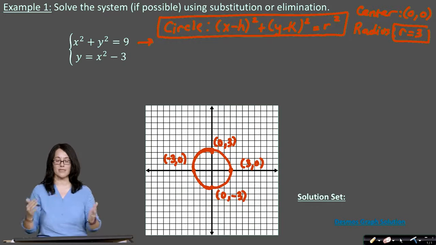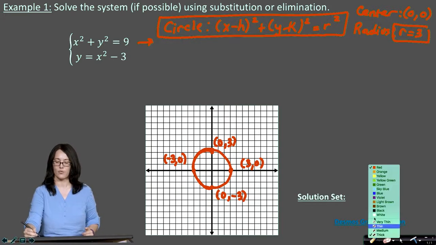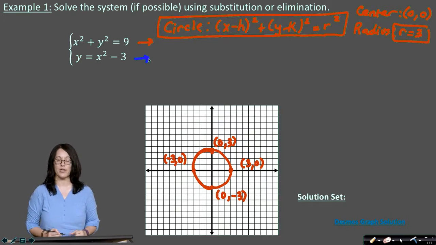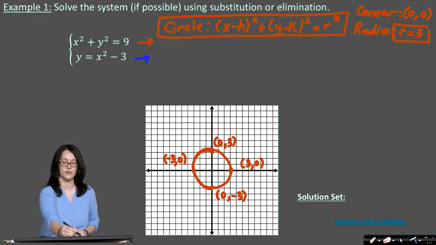Okay, so once you have a sketch with 4 basic points around your circle, let's take a look at what the second graph would look like. For our second graph here, we have y equals x squared minus 3. What type of equation is that? Only x is being squared. This starts with a p, that's right, parabola.